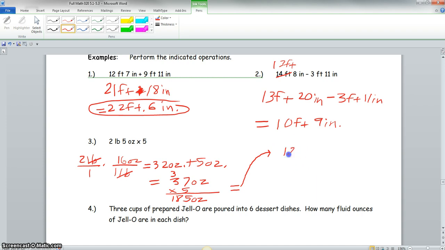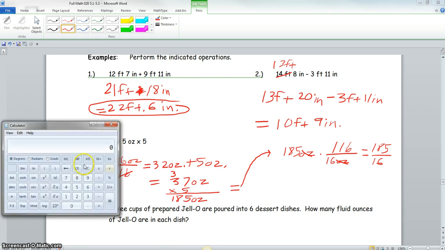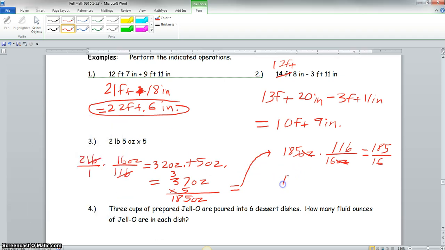We could take this 185 ounces and change this to pounds. So it takes 16 ounces. 1 pound is 16 ounces. So these ounces will simplify, and we will have 185 over 16. Now you could take your calculator here and take 185 divided by 16. And the number out front here, this 11, will be our 11 pounds. So we will have 11 pounds.